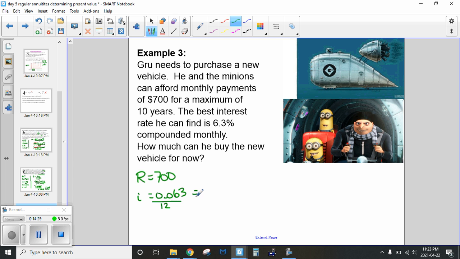All right, so I jotted down some of that stuff as I was reading it. The interest rate comes out to 0.00525. The number of payments, so it's 10 years and then 12 payments per year, so 120 payments he's going to be making. And this time, Gru needs to know his present value. R times 1 minus (1 plus i) to the minus n, divided by i.